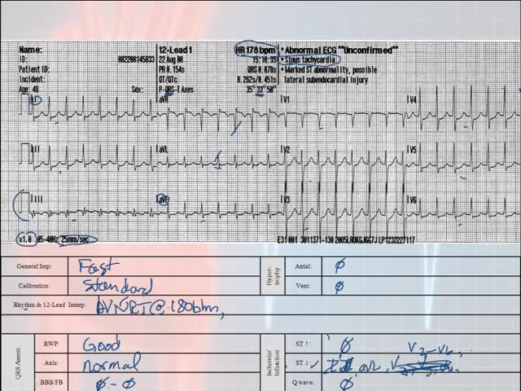So my interpretation is going to be AV nodal reentry tachycardia at 180 beats a minute with rate-related subendocardial ischemia. I hope you enjoyed the presentation.